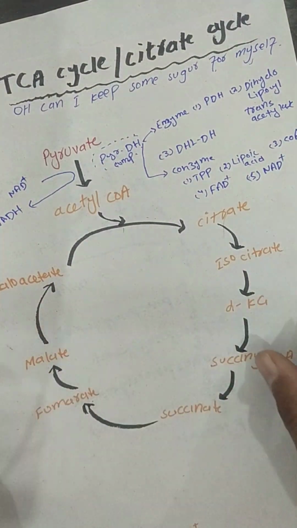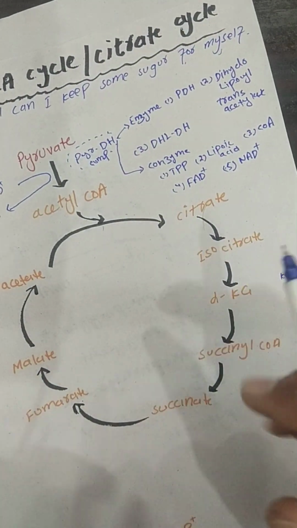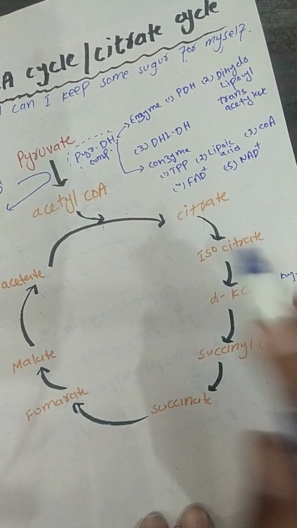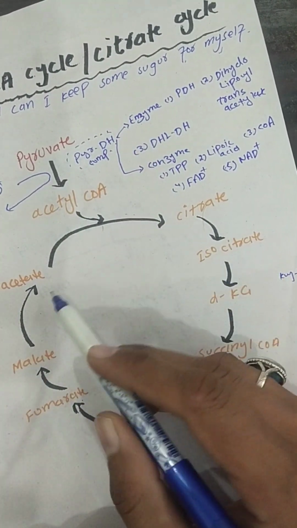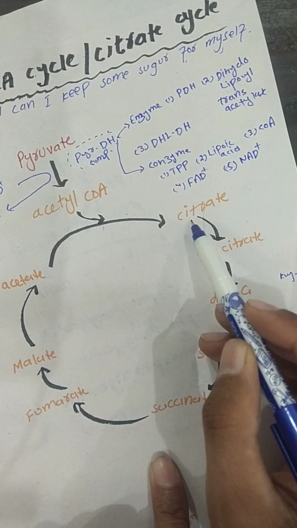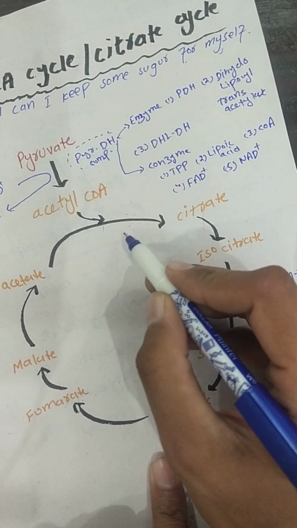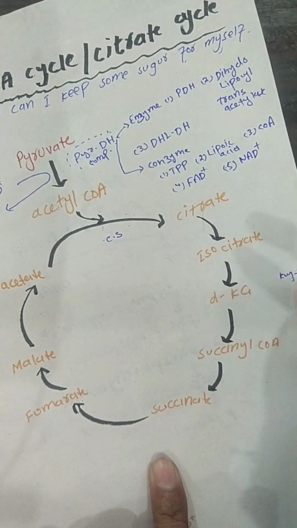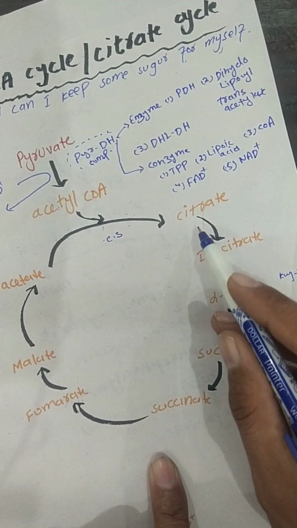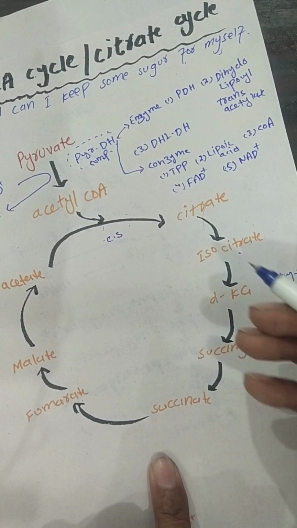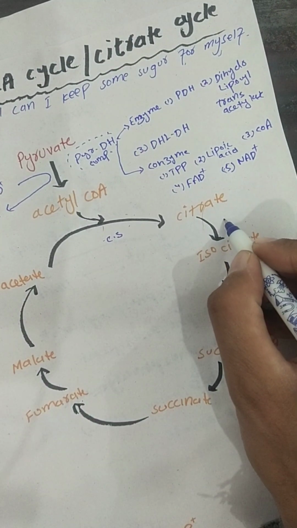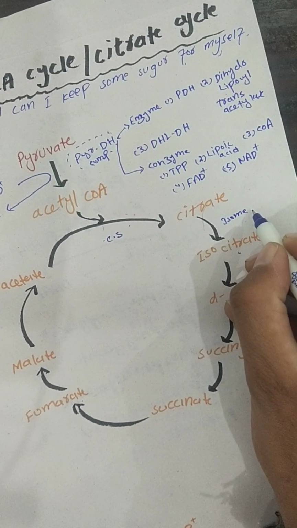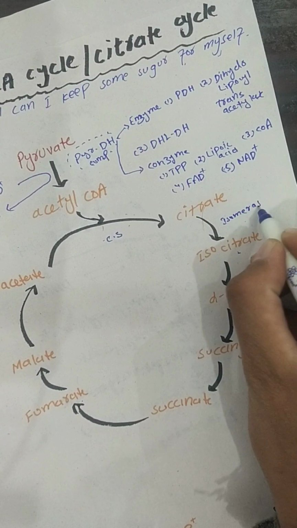Okay, so let's do this cycle. This is very easy. We just need to remember the enzymes, which are very easy. In the first step there is production of citrate, so the first enzyme is citrate synthase. Then in the second reaction, in which citrate is converted to isocitrate, the enzyme is very simple: isomerase. Some books write it as aconitase, but we simply say it is isomerase.